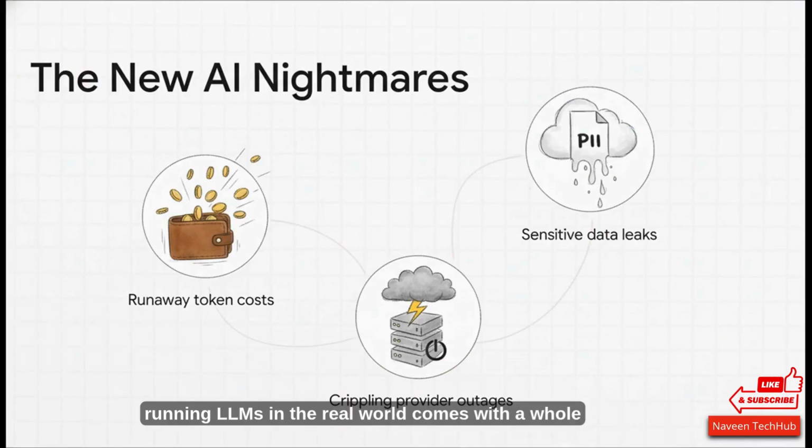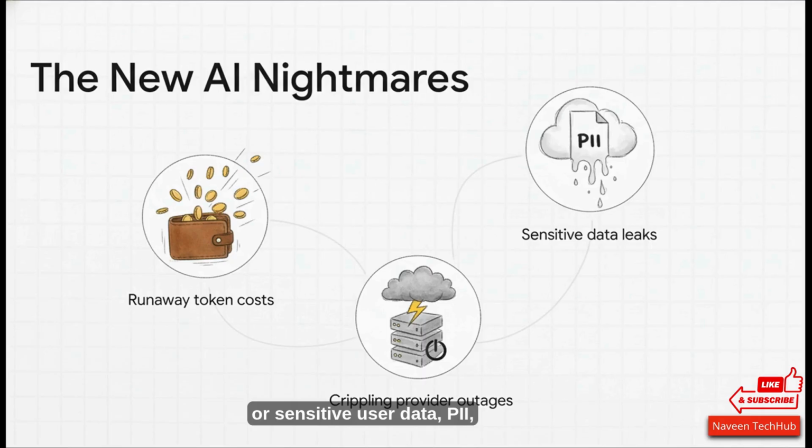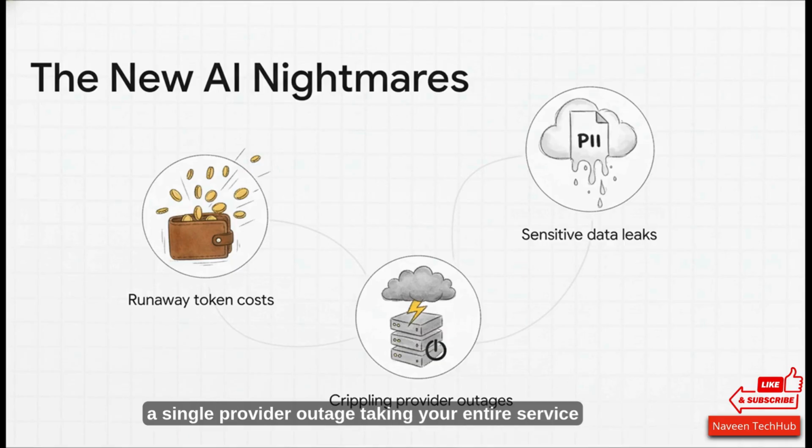Running LLMs in the real world comes with a whole new set of production nightmares. We're talking about runaway token costs that can silently obliterate your budget, or sensitive user data, PII, accidentally leaking into a third-party model. And then there's the big one, a single provider outage taking your entire service offline. It's a really high-stakes game.